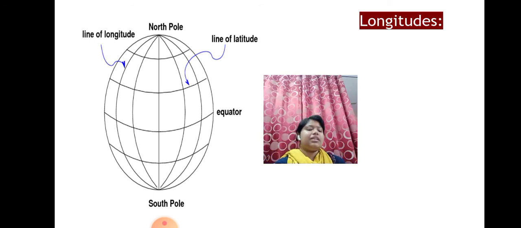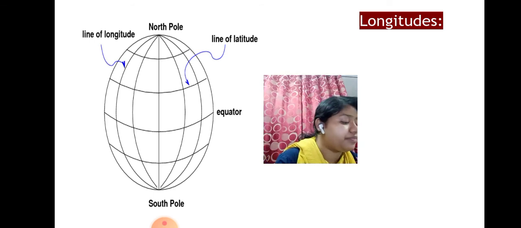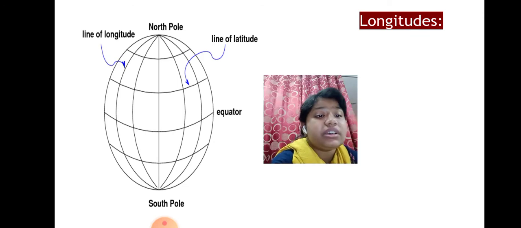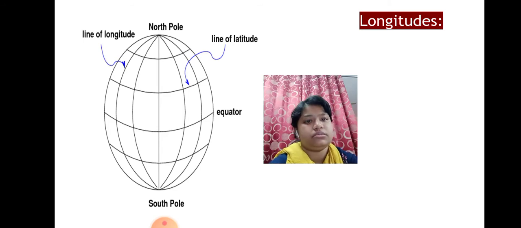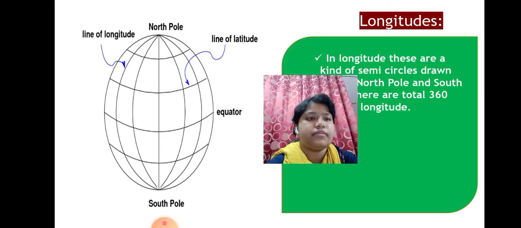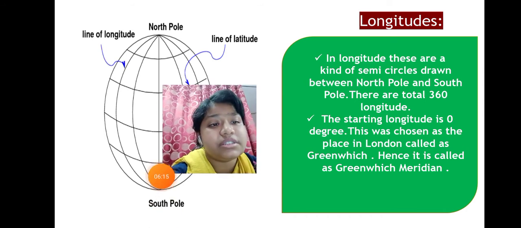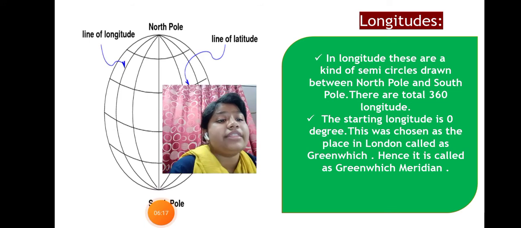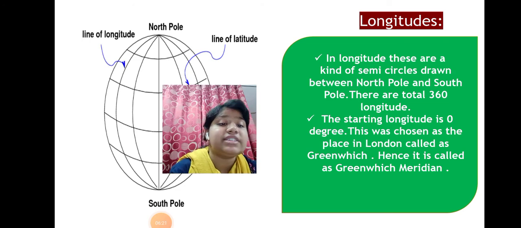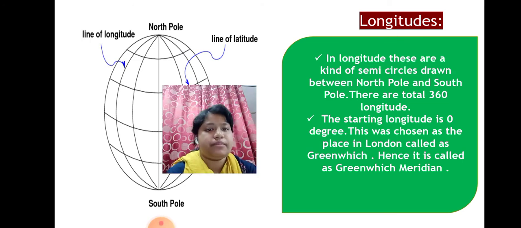So these are the semicircles drawn between the North Pole and the South Pole. There are a total of 360 longitudes. The starting longitude is 0 degree, and this was chosen as the place in London called Greenwich. Hence it is called the Greenwich Meridian.